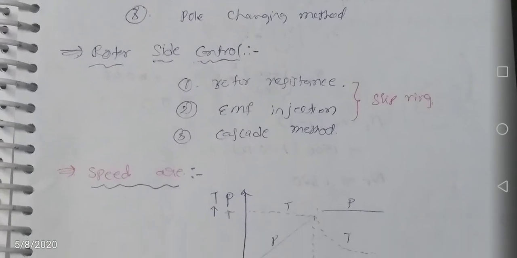Now the rotor side control. The rotor side control is possible by rotor resistance method, EMF injection method and cascade method. But the rotor side methods are suitable only for slip ring induction machine. They are not for squirrel cage induction machine.